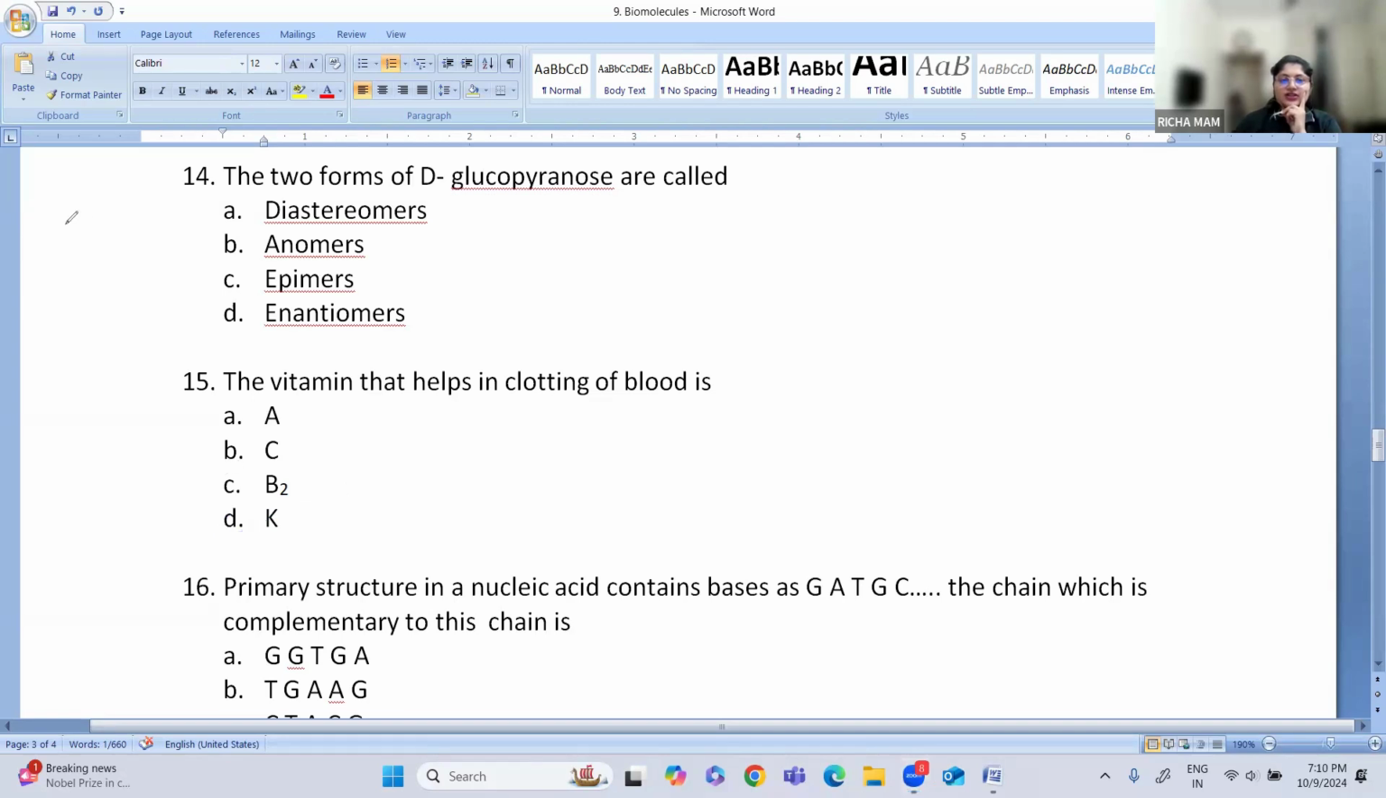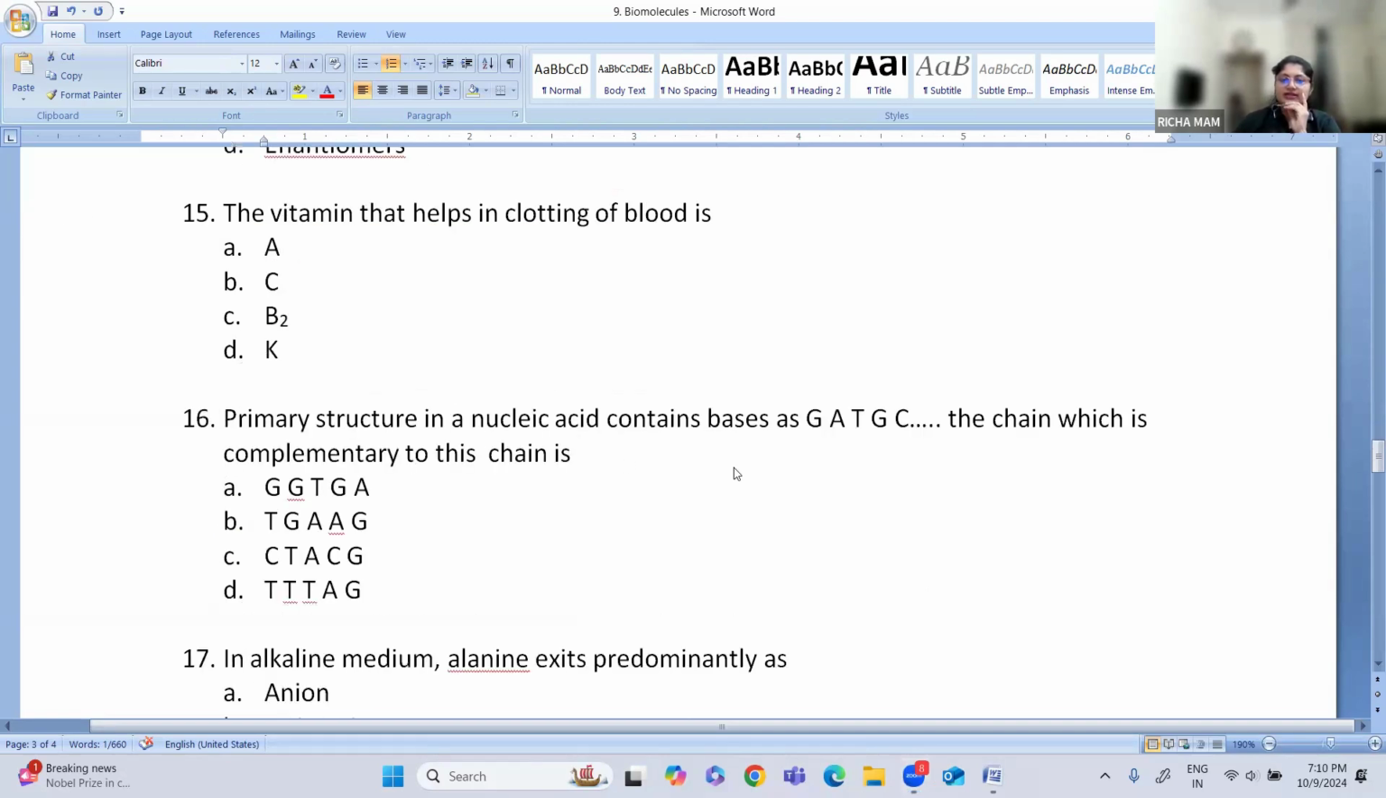So the primary structure in a nucleic acid contains bases as GATGC. The chain which is complementary to the chain is. So the primary structure is given in the nucleic acid, and you have to write the complementary bases for this.